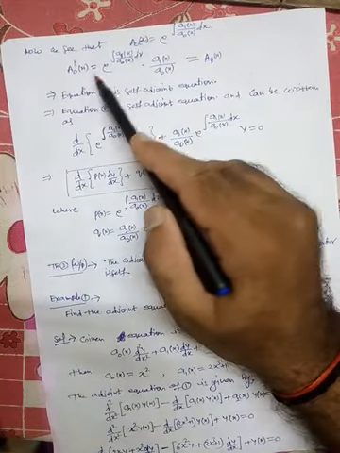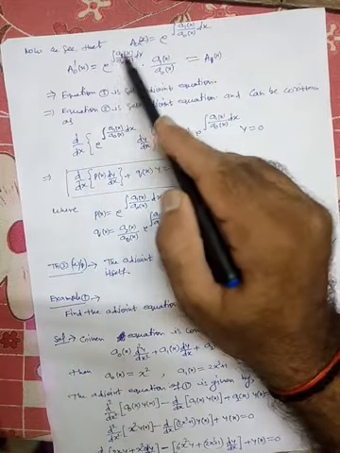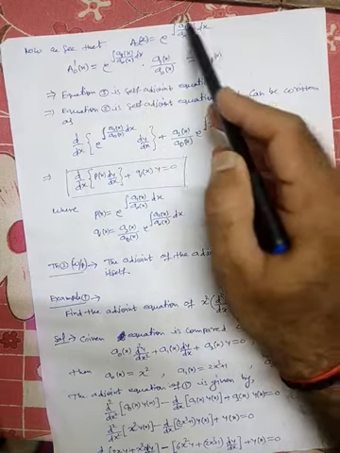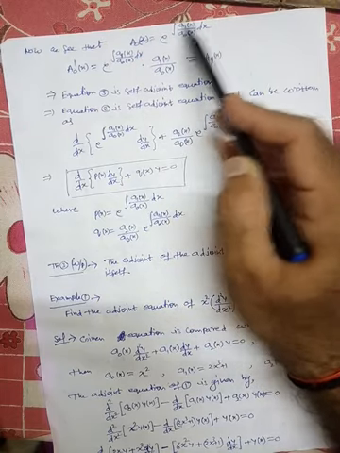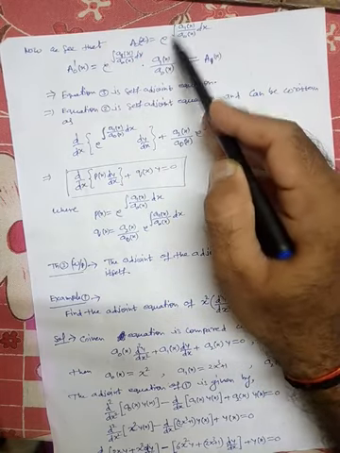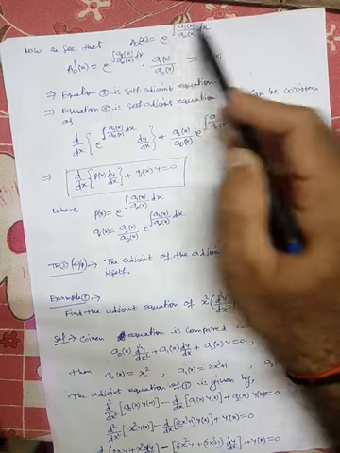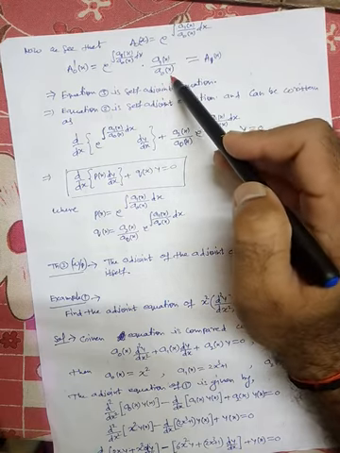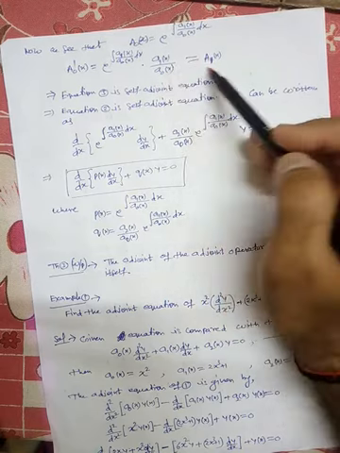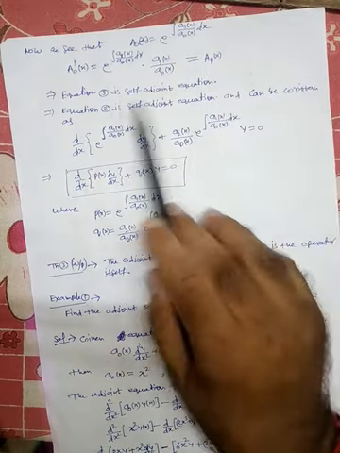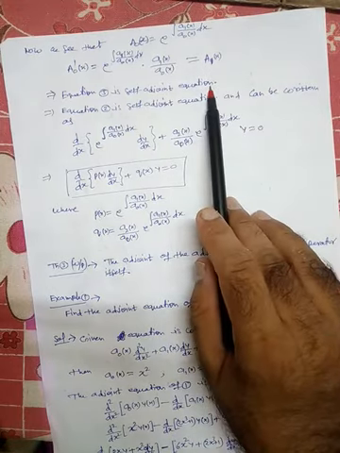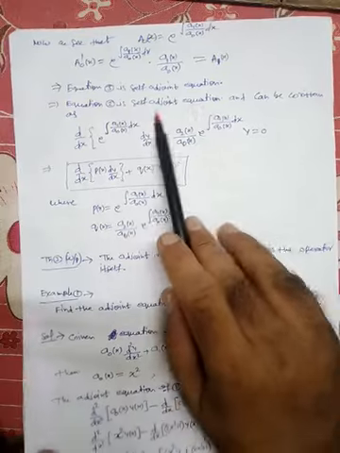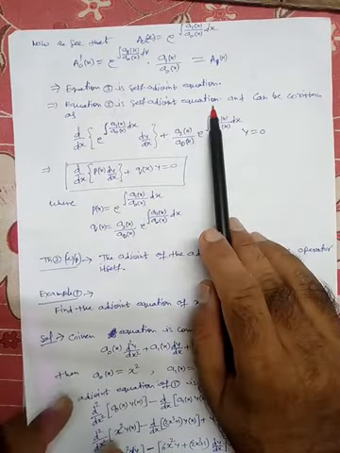So a naught dash is equal to e raised to the power integral a1 by a naught dx. And now the derivative of this quantity: the integral will cancel out when you differentiate this. So we get only a1 by a naught, and this is nothing but a1, and hence equation 3 is a self-adjoint equation. So equation 2 is a self-adjoint equation.